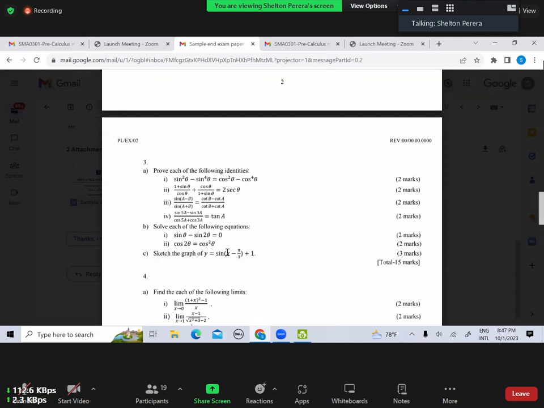You all know the graph of sine. Draw the graph of sine x and shift it in the positive direction of the x-axis by pi over 3. And then add 1. So sine of x minus pi over 3 lies between minus 1 and plus 1. When you add 1 to it, it lies between 0 and 2. So between 0 and 2, you have a sine curve shifted by pi over 3 forward. So we will not do that.